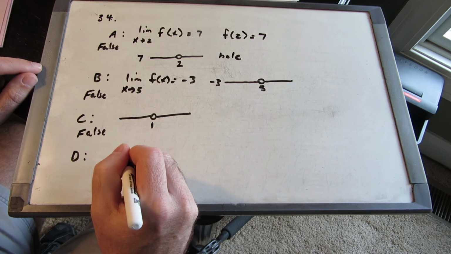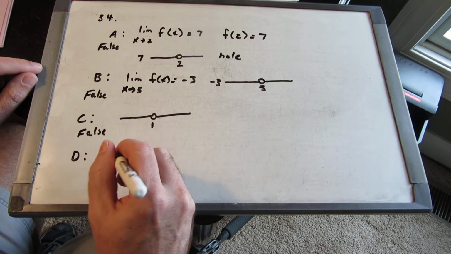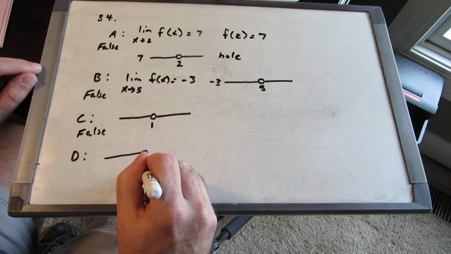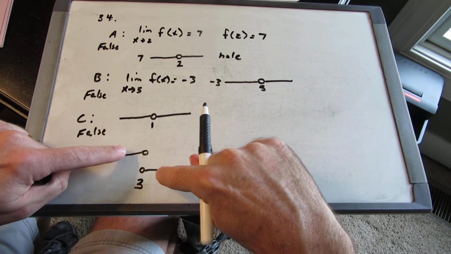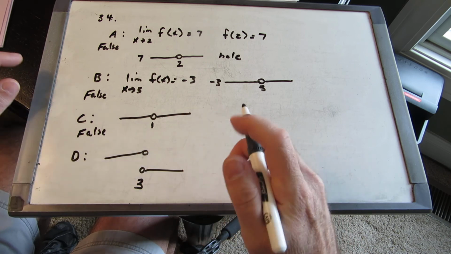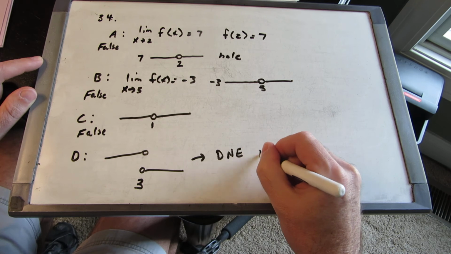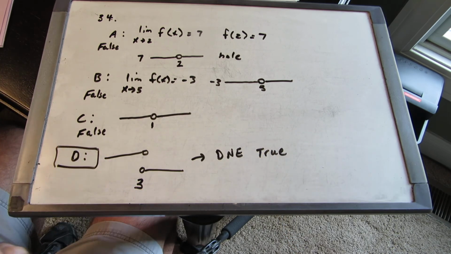Alright, and then D says if the limit as x approaches 3 from the left does not equal the limit as x approaches 3 from the right, then the limit doesn't exist. Well, that one I can get behind. So let's say we have something like this, and this is 3. Approaching from the left does not equal approaching from the right. That's the classic example of does not exist. So D is true, so you need to pick D on number 34.